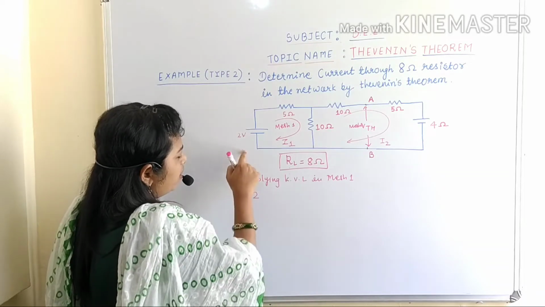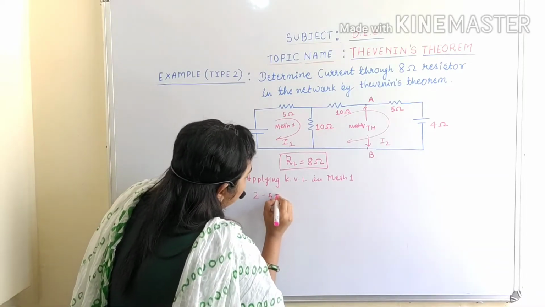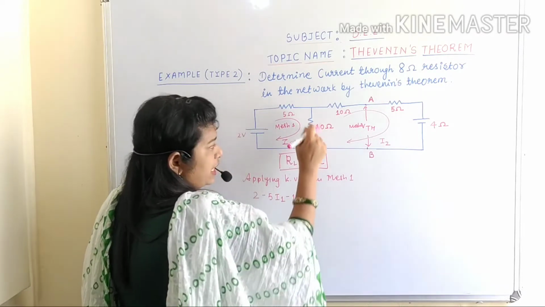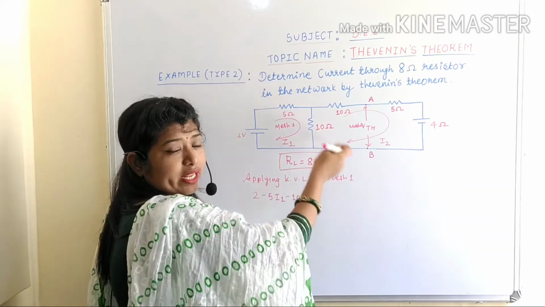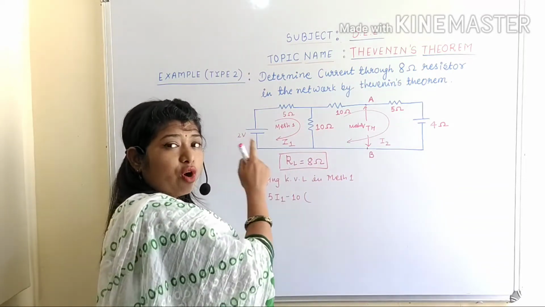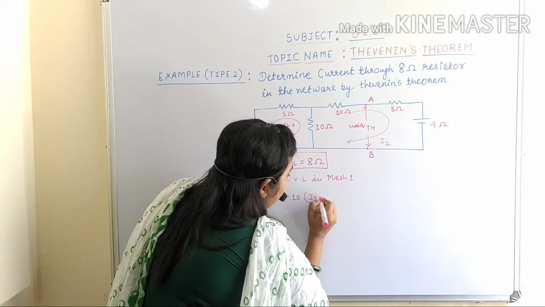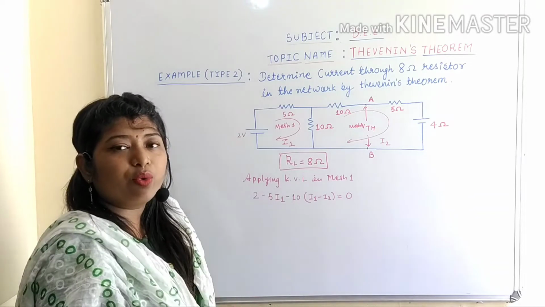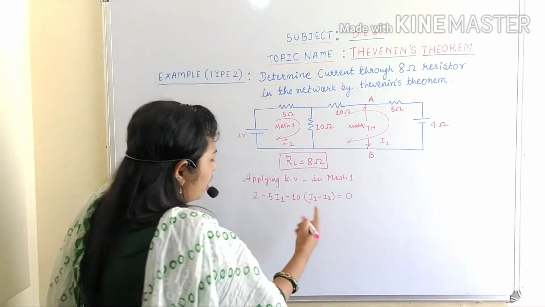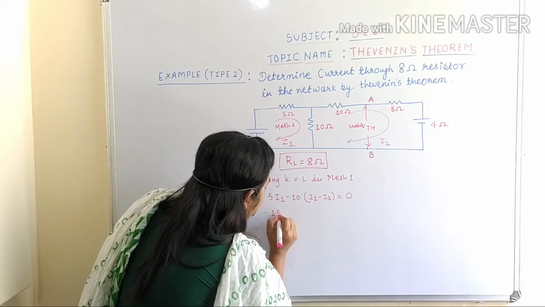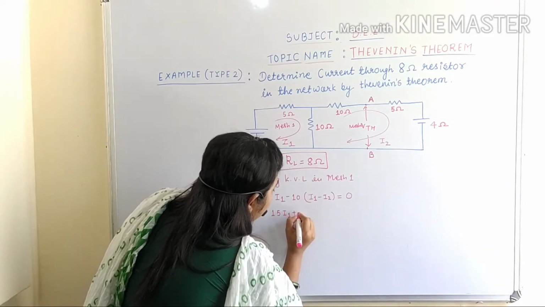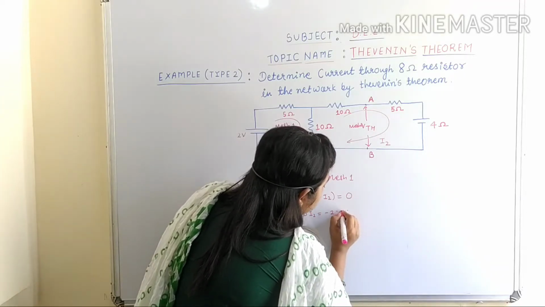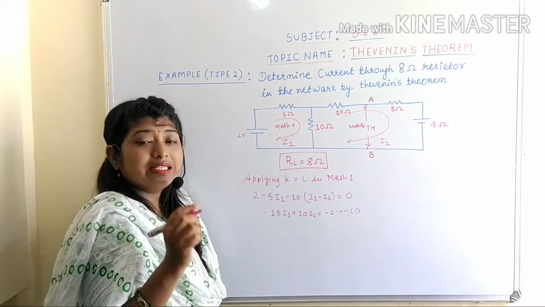So the equation becomes 2 minus 5 I1, minus 10, as the 10 ohm resistor is connected between mesh 1 and mesh 2. We are writing the equation for mesh 1. Because of that, I1 minus I2 is equal to 0. I hope you have understood how to apply KVL in mesh 1. So what you will get after solving this equation? Minus 15 I1 plus 10 I2 is equal to minus 2. Let's consider this is your equation number 1.